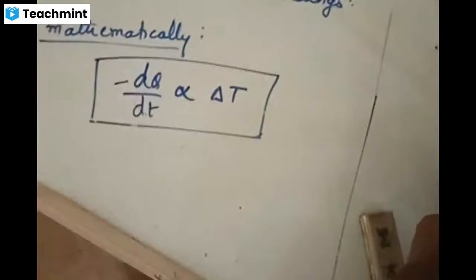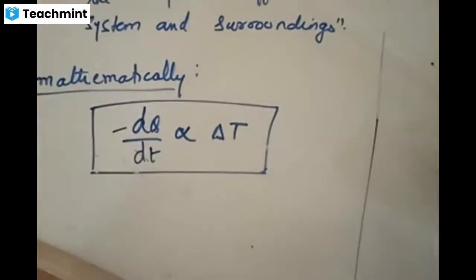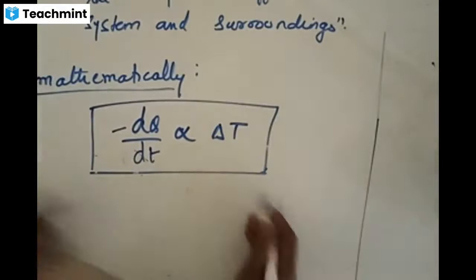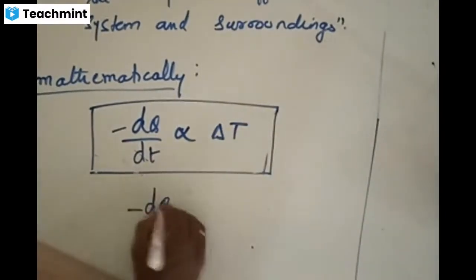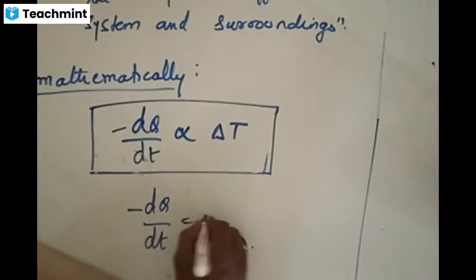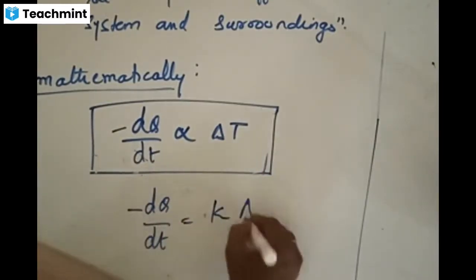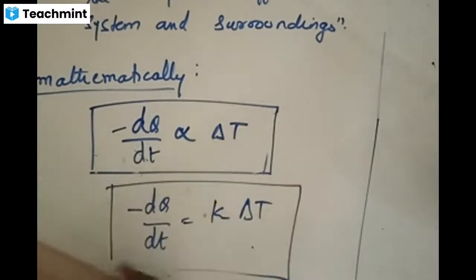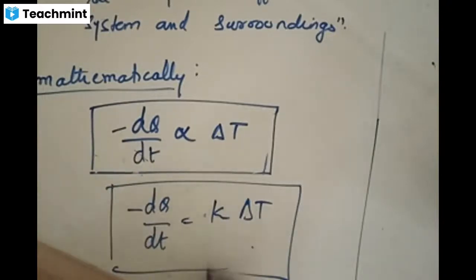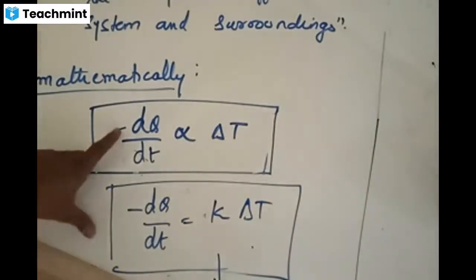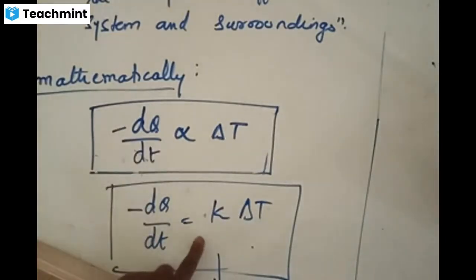Now you can expand this mathematical form also. By removing this proportionality symbol, you can write this equation as dq by dt equals k times delta T. When you remove the proportionality symbol, it gives some constant, and that constant is called k here. There is no specific name for k; it is called some positive constant. By removing this proportionality symbol, we are replacing it with a constant called k.